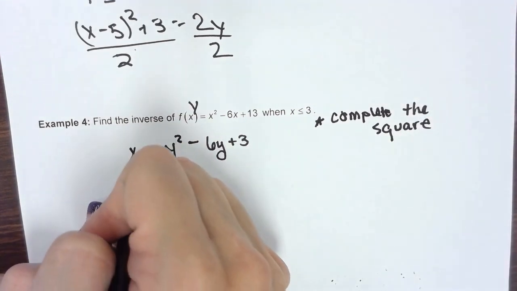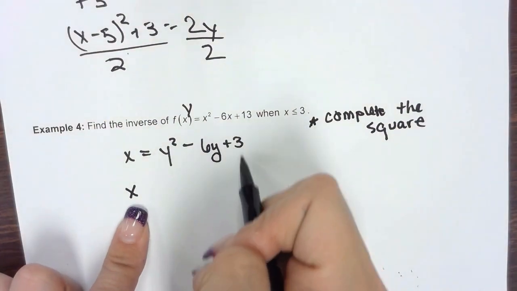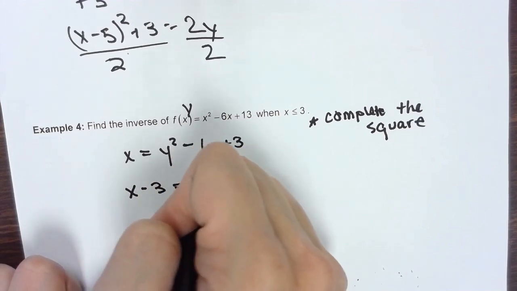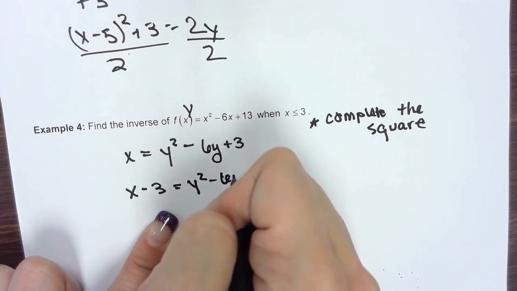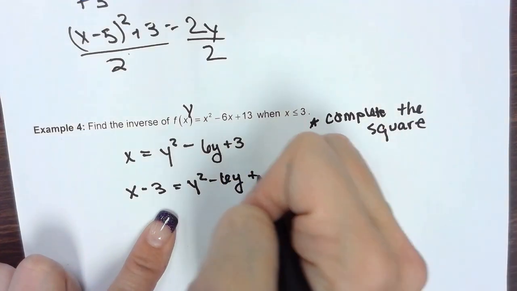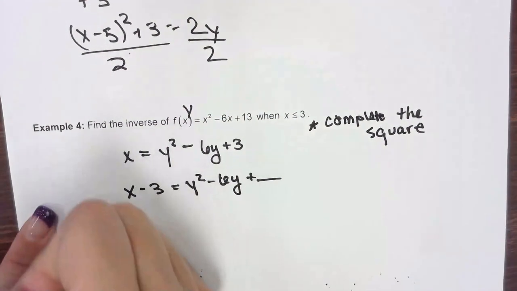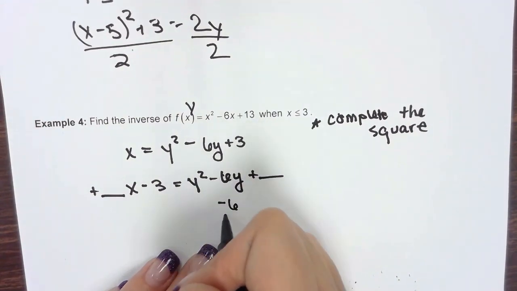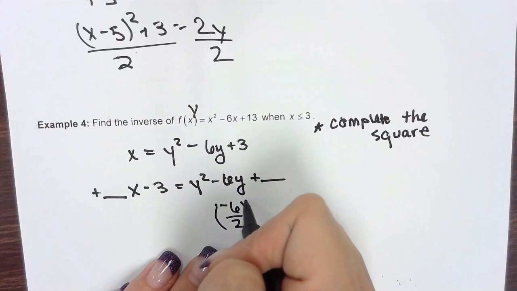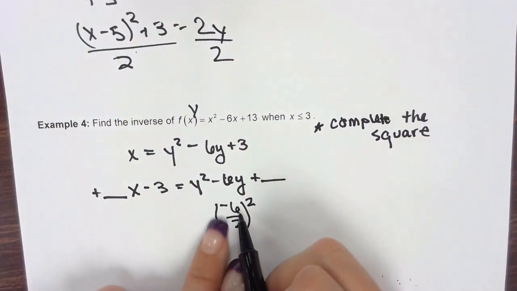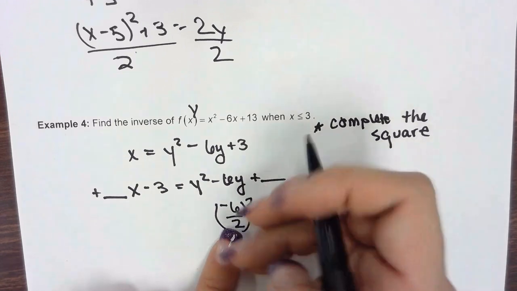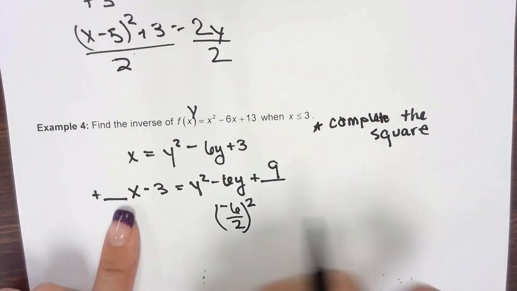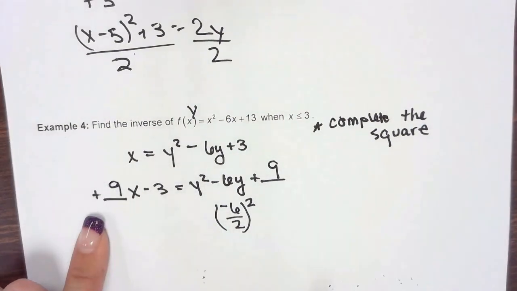Okay, so I have x. I'm going to move the 13 to this side, so x minus 13 equals y squared minus 6y. What we're going to do is add something to this side. Well, whatever we add to this side, we also have to add to this side. What are we adding? We take our b value, divide it by 2, and square it. So we are adding, let's see, 6 divided by 2 is 3, 3 squared is 9. So what happens here is we're going to add 9.